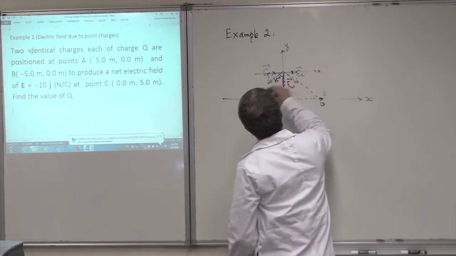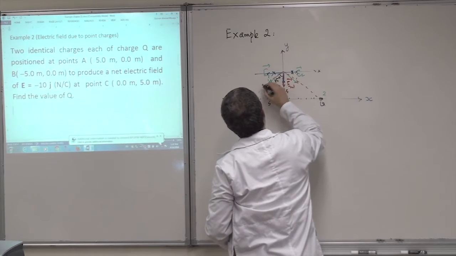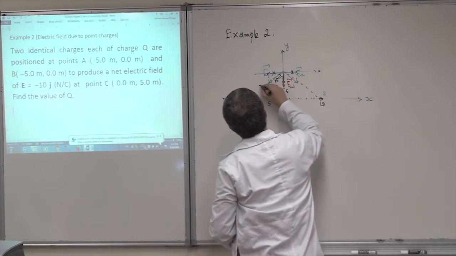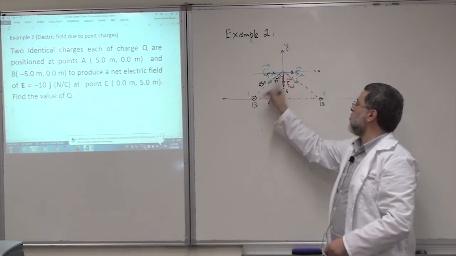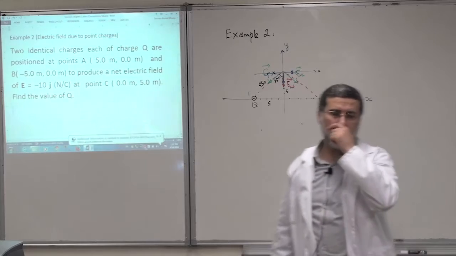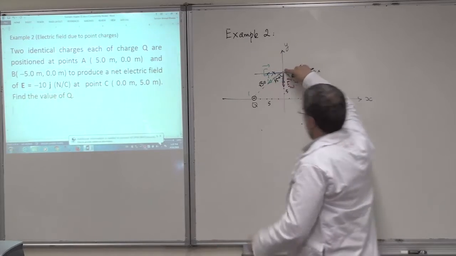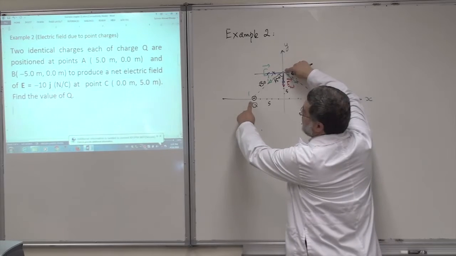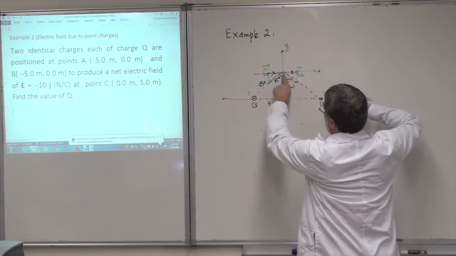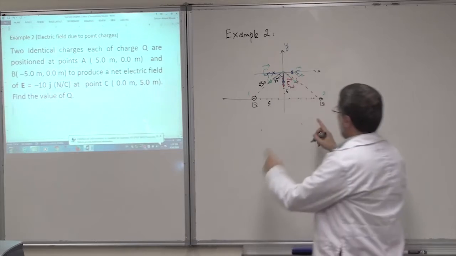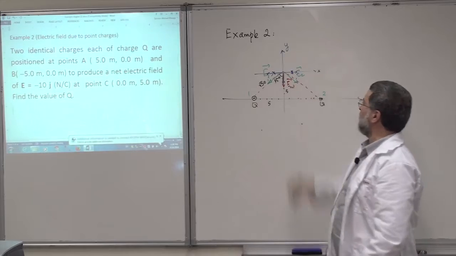And I need this distance here between the charge and the point, which is square root of 50, right? Square root of 50. That's 25 plus 25, square root of that is 50. That's the distance between the point charge and the point where the electric field is given to you, okay? And also this distance here will be the same thing, square root of 50, because the charges are equal in magnitude. They are at the same distance from the point.